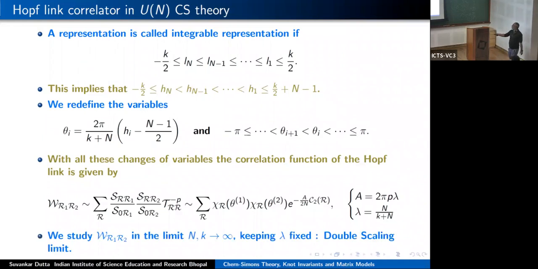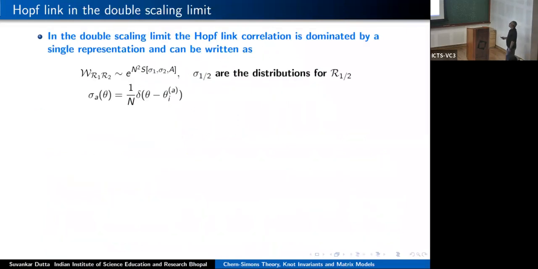And our goal is to calculate this quantity using the matrix model in the limit where n and k both go to large, keeping lambda, which is the 't Hooft coupling, fixed. So this is the double scaling limit. And our goal is to calculate this quantity in this double scaling limit. Okay. So let's see how to do that.